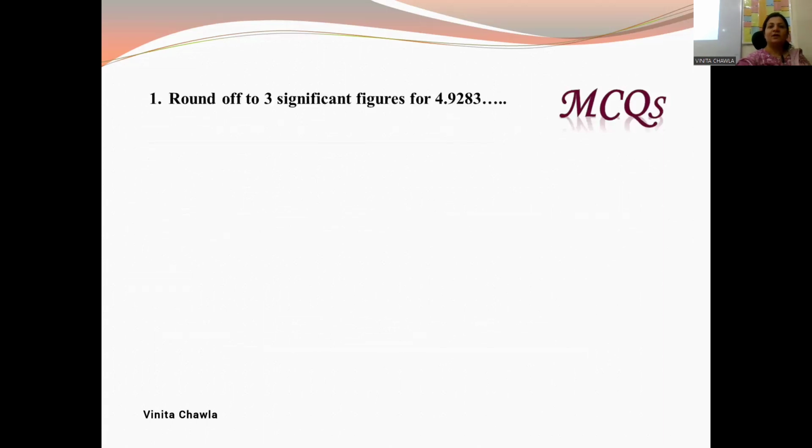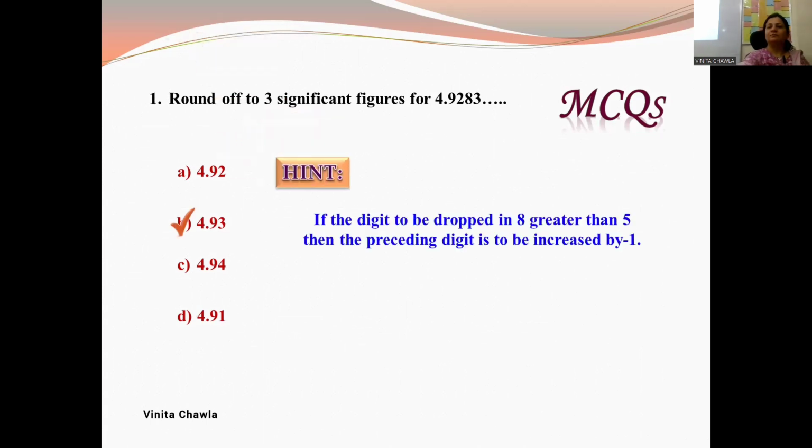Round off to three significant figures: 4.9283. 4.93. Yes, it's 4.93. 8 is greater than 5, so 2 will be increased by 1. It will become 3.